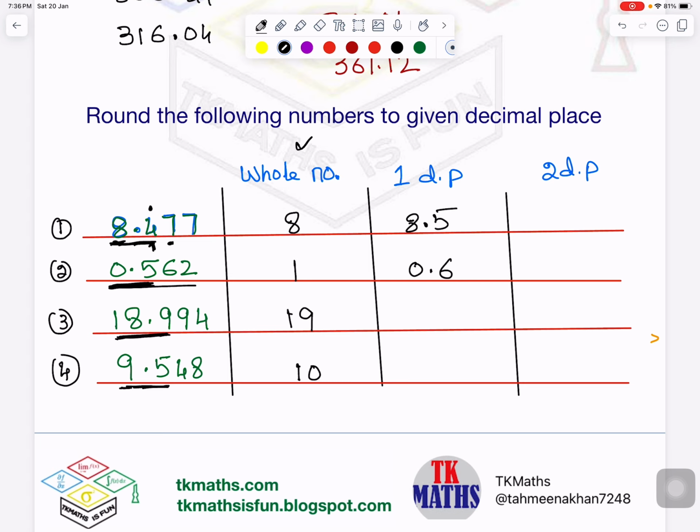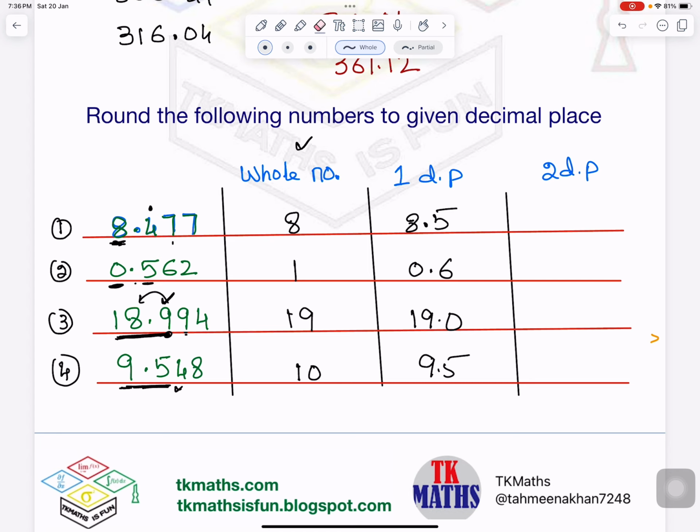Similarly, in the third case, I have to stop till first decimal place. But what is the digit afterwards? That is 9, more than 5. So it means this 9 will increase by 1. It will become 10. Whenever the number is 10, 1 will come to the number next to it. So it will be 19.0. What about the last case? I have to give answer till 1 decimal place. The digit after this is 4. So 9.5 will not change. Right. Now I am going to 2 decimal place. Give me just 1 second.